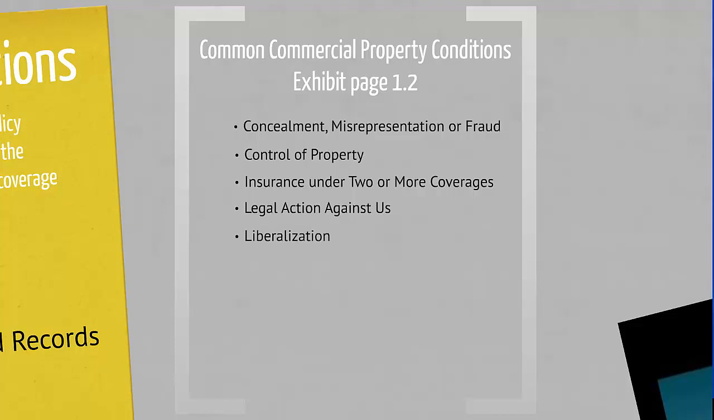Liberalization. If an insurer adopts a provision that broadens coverage within 45 days of the inception of the policy, that requires no additional premium, the insured will automatically get the benefit. Next, no benefit to bailee. If there is a covered loss while someone has care, custody, and control of the insured property, the insurer has the right to recover from that person, the bailee. On the other hand, the insurer does provide coverage to the insured for property that is in their care, custody, and control.